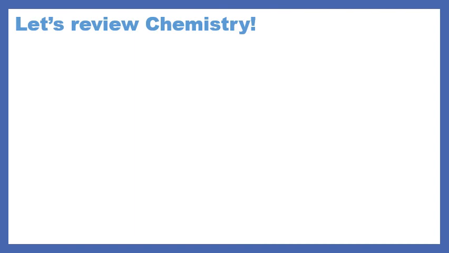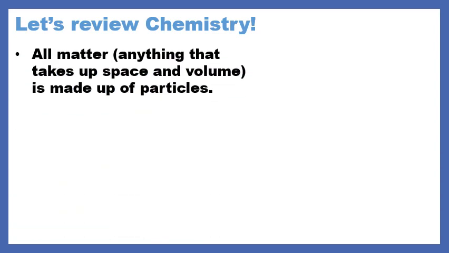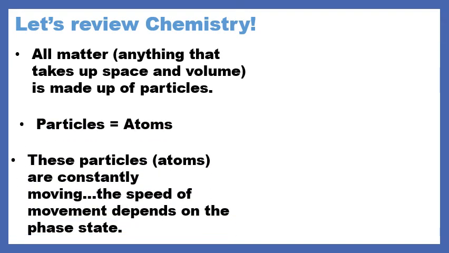Let's review a little bit of chemistry. So I am rewinding this all the way back to September. This is one of the first units that we learned about. And one of the first things we learned about was that all matter, that is anything that takes up space and volume, is made up of particles. We now know these particles are actually atoms. These particles or atoms are constantly moving. No matter what happens, they never stand still. And the speed of their movement depends on the phase state.